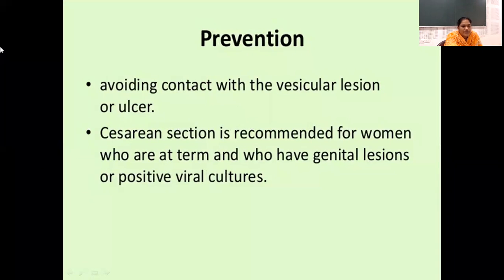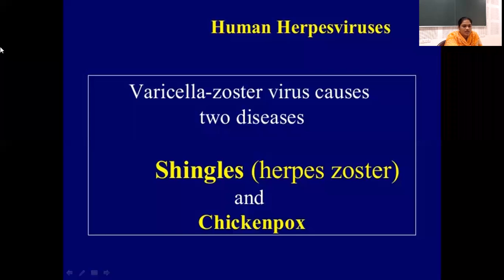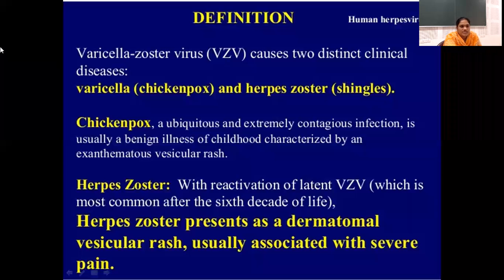Prevention: avoiding contact with the vesicular lesions or ulcers. Cesarean section is recommended for women who are at term and who have genital lesions or positive viral cultures. The next is the human herpes virus varicella zoster, which causes two diseases, that is herpes zoster and chickenpox. Now we'll discuss varicella zoster.